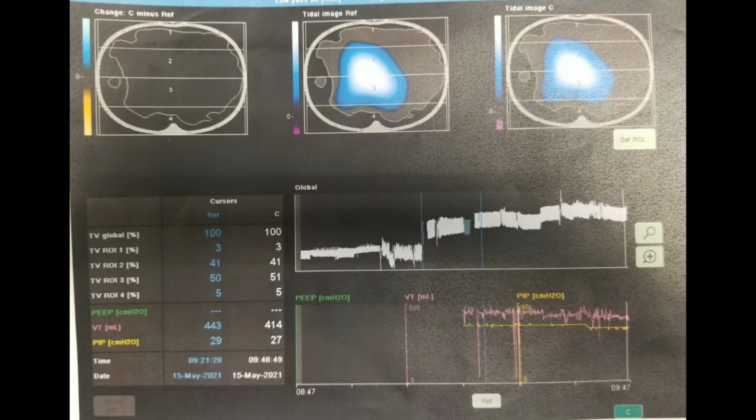And this can be used, and it's obviously more in depth compared to global values. We can actually see the regional distribution of ventilation as we're weaning and give much more accurate details about hyperinflation and in what region.